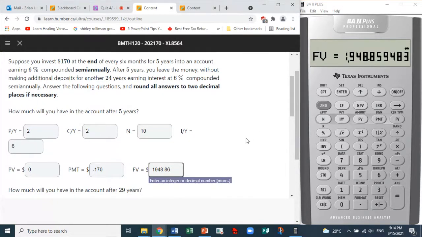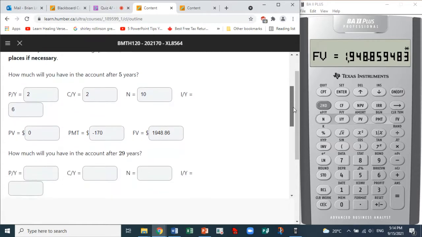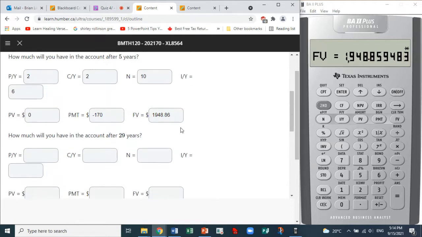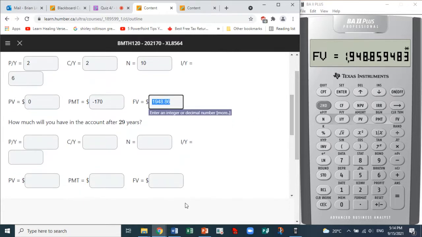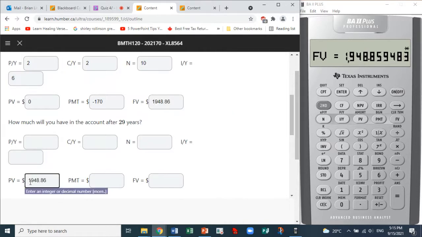All right, so that is what happens 5 years into the account, $170 twice per year. Okay, so that is the amount after 5 years. Now, the part you must realize is that this future value must get entered for the next part, and that gets into the present value. Okay, and we can make it negative. That is the transition.